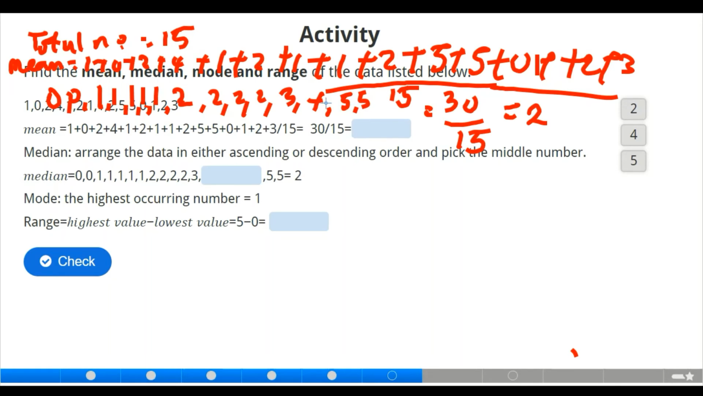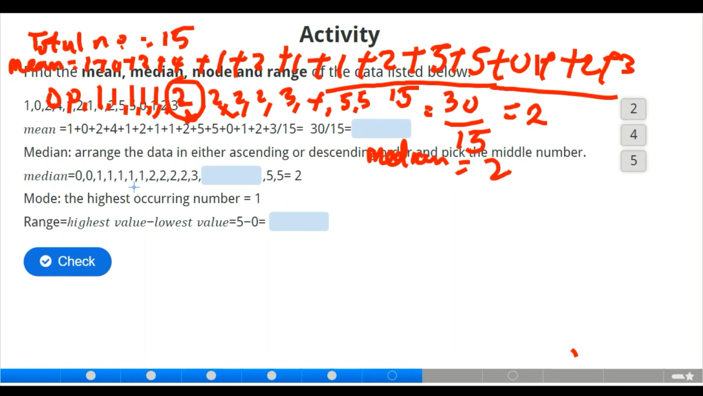Sorry, we have 1, 2, 3, 4, 5, 6, 7. So that's the first 7. Let's count on this side now. 1, 2, 3, 4, 5, 6, 7. So the middle value here is what? It is 2. So the median here, we can say the median equals 2.